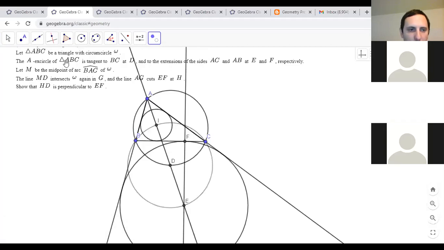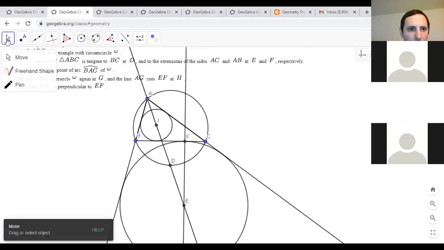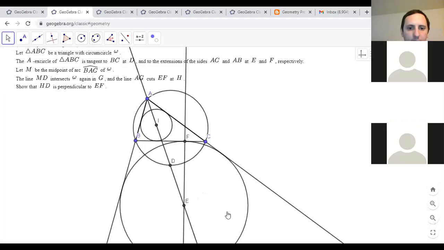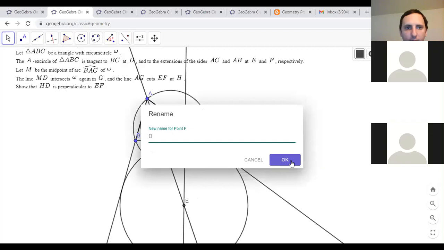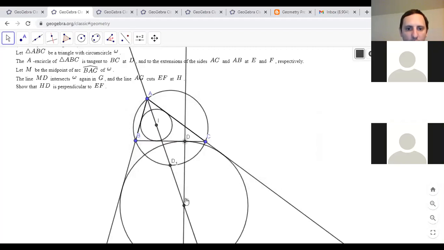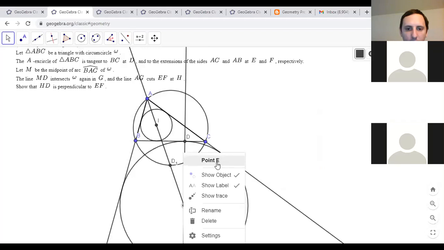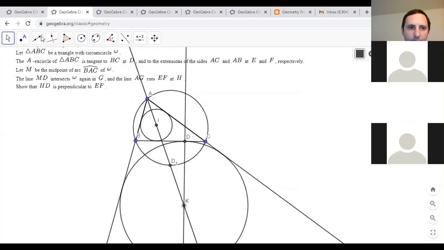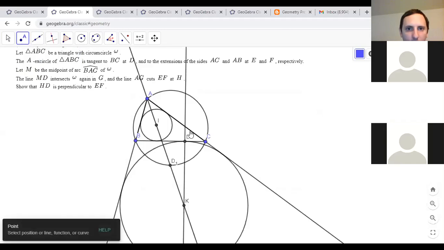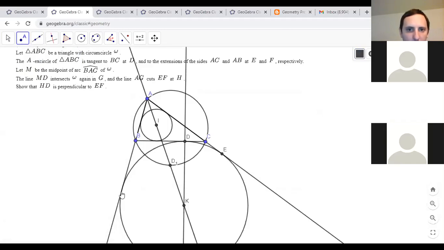Okay, so it's tangent to BC at D. So I'll just rename it as D. And I'll call this K, just because I don't have a better letter. It's tangent to AC at E, and it's tangent to AB at F. And M is the midpoint of arc ABC.